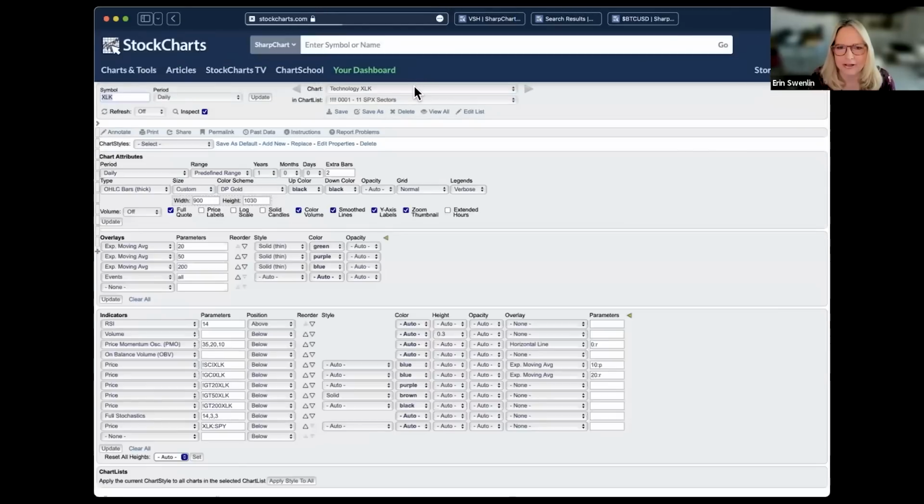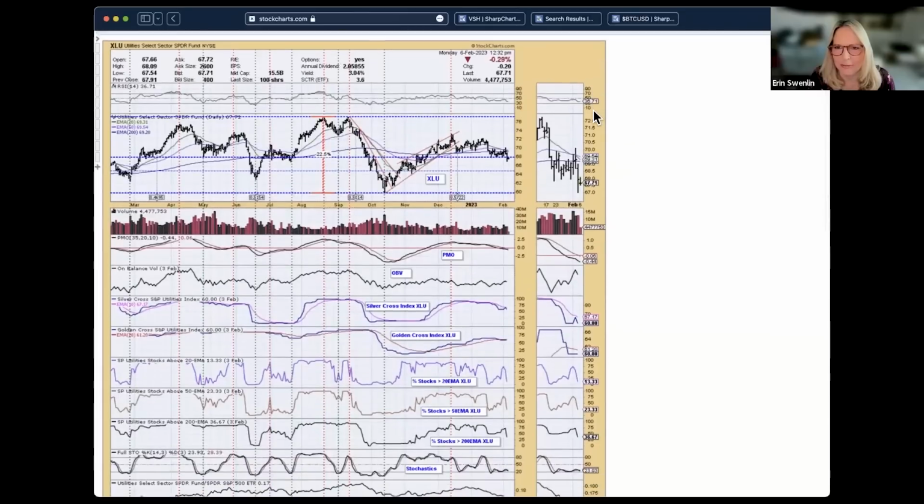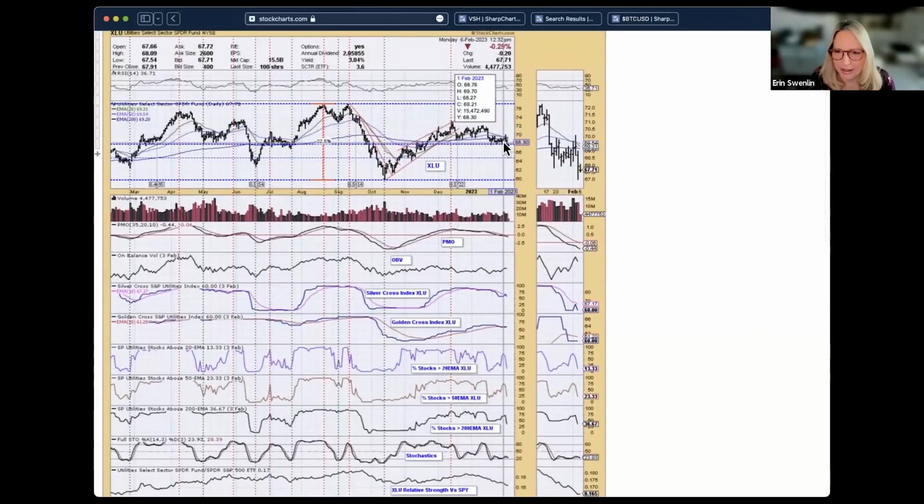We looked at technology. Let's look at the other laggard here, which is utilities, looking similar to healthcare in a declining trend. It's lost this area of support.